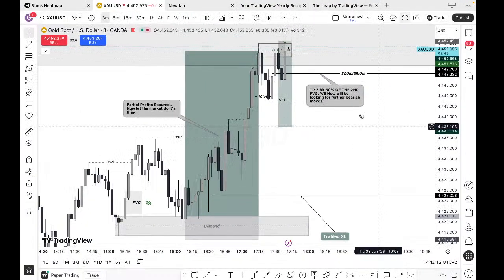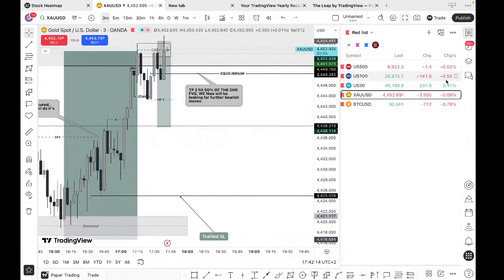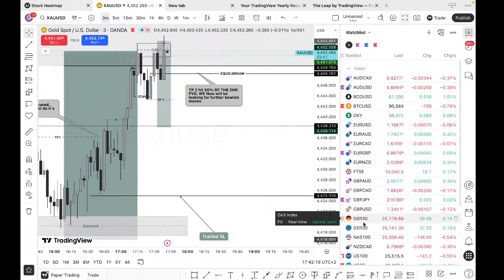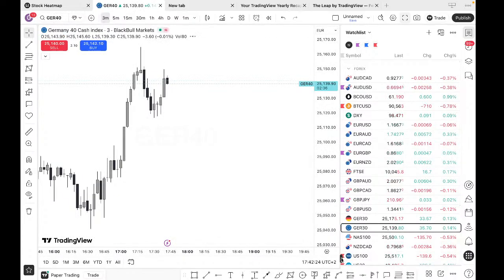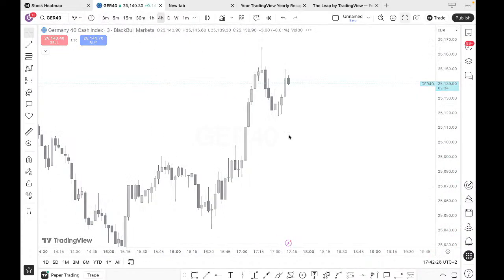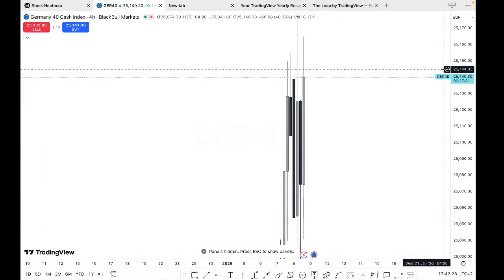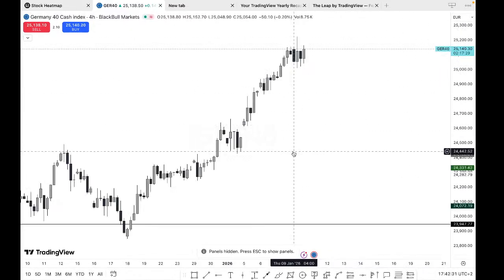Yeah, we're looking at German 30. No, black ball. What were you seeing on German 30?